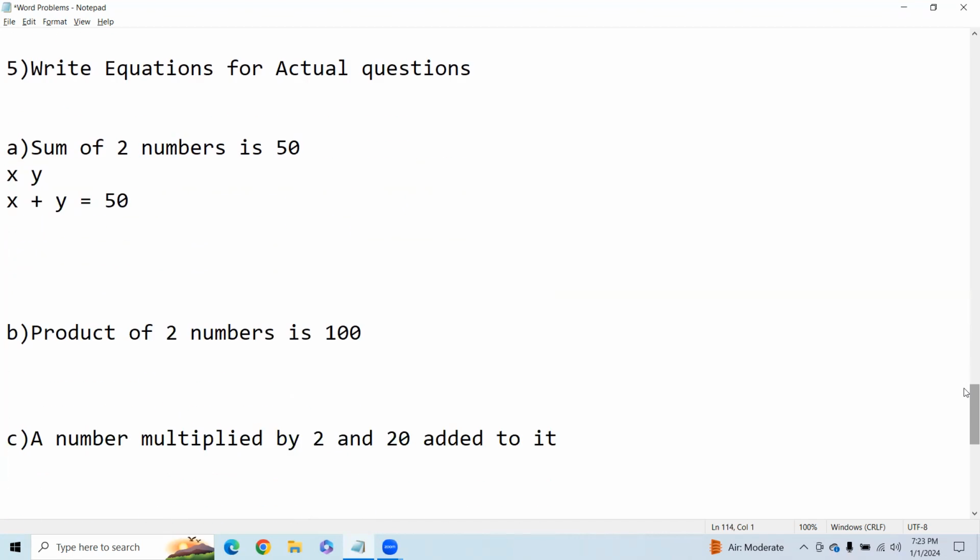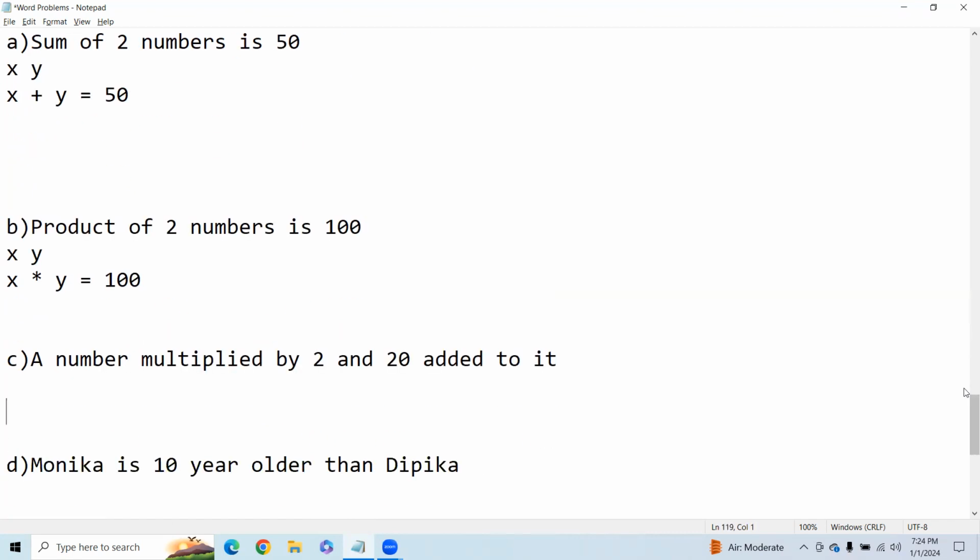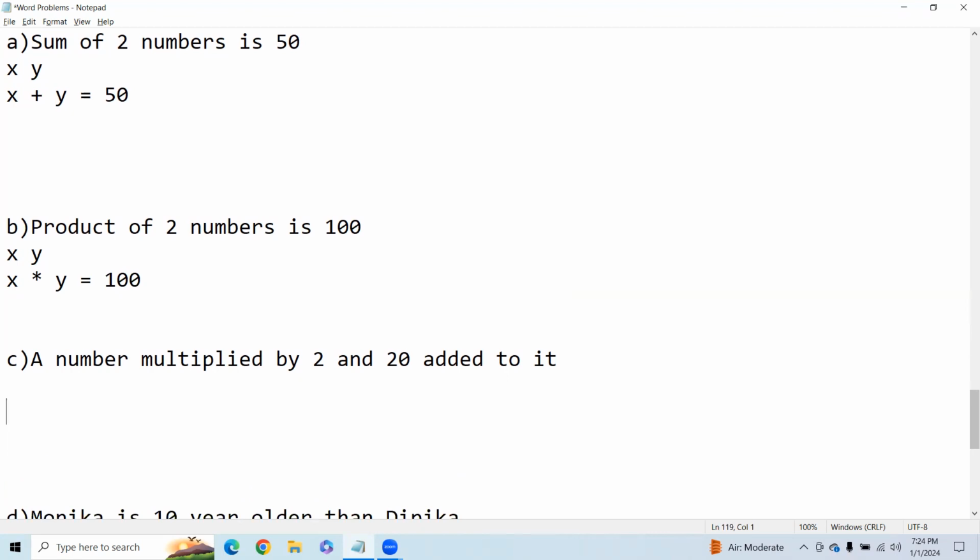Product of two numbers is 100. You take X as first number, Y as second number. You get X into Y is equal to 100. The number is multiplied by 2 and 20 added to it. Let's take our original number as X. If you multiply any number X by 2, you'll get 2X. And now we are going to add 20 to it. So 2X plus 20.